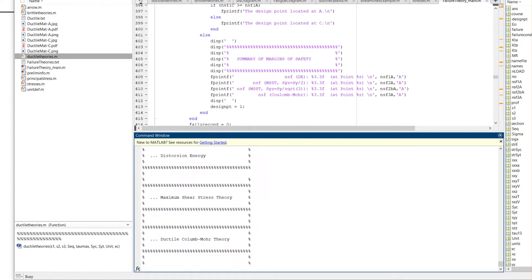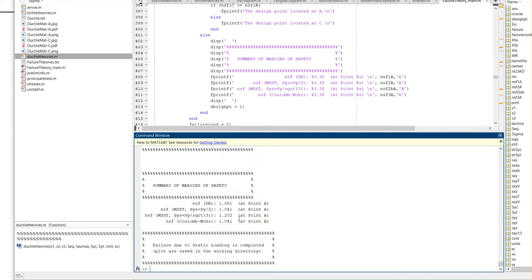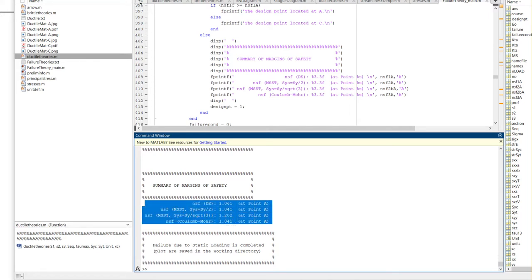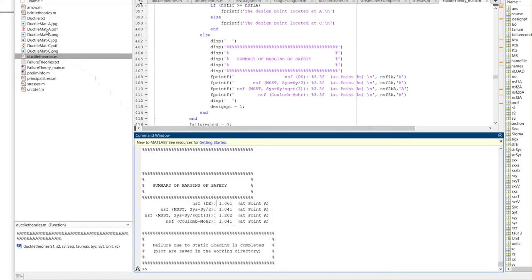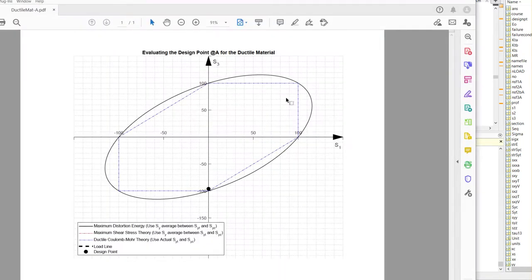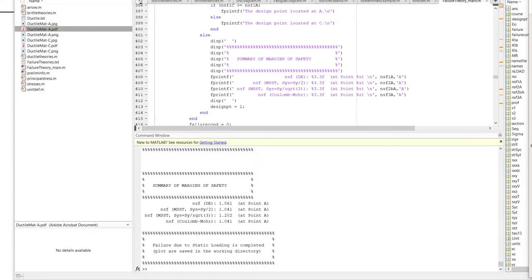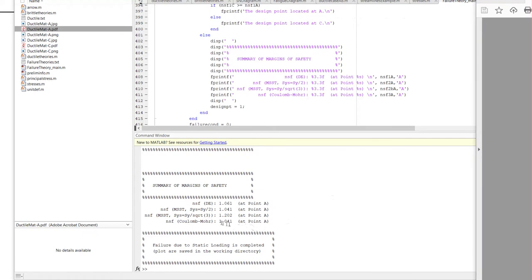So yes, the design factor is applied to the loads. You run the problem, and these are your safety factors for this problem. Let's go ahead and see what your plot looks like. You can see that your plot is right here, and it's saying it is completely safe. And what I am getting here is that they're all basically equal to 1.